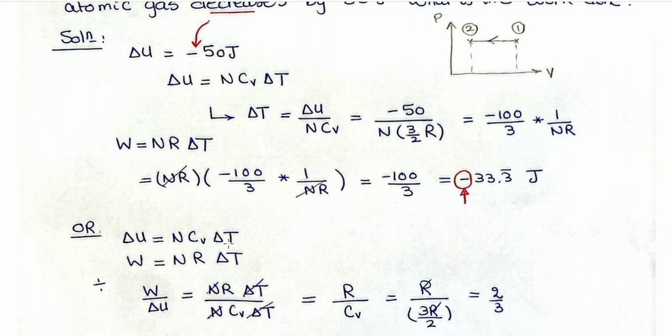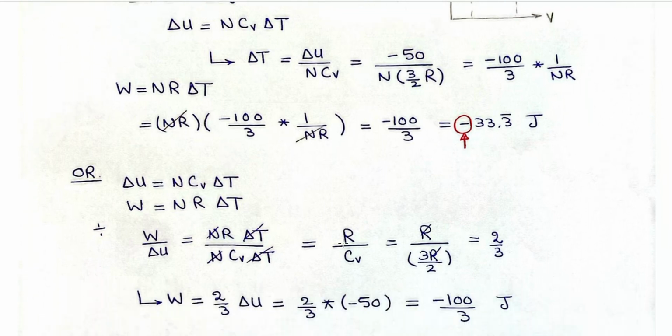Delta U equals NCV delta T, work equals NR delta T. Divide both equations to get rid of N and delta T. So the ratio is R to CV, and CV is 3R over 2, so the work ratio to the internal energy ratio is 2 over 3. And we have the internal energy negative 50, so the work will be negative 100 over 3 joule.